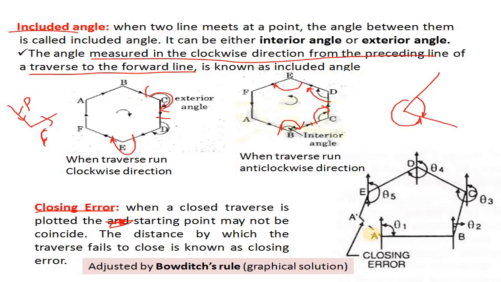Okay, and this is solved by various methods, of which one method is Bowditch's rule. This is the graphical method. This may be asked in an objective question. Remember this. This is a closing error.